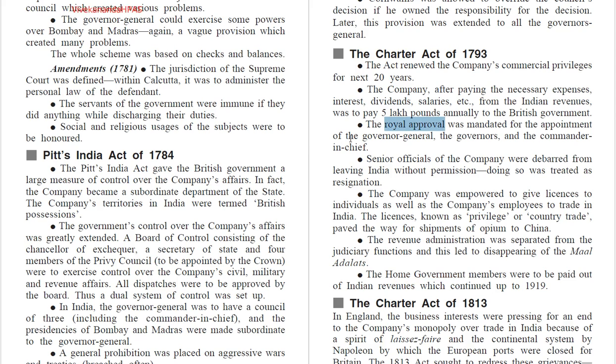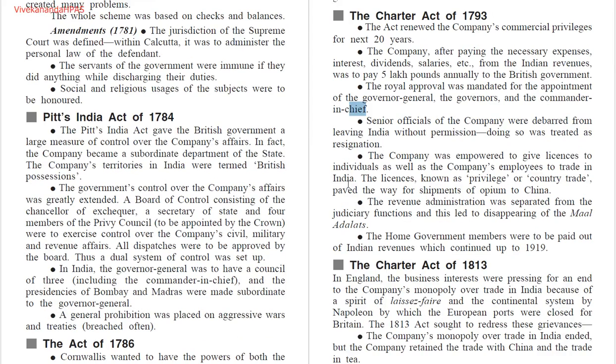Then there was a royal approval that was necessary for Governor General, governors and the Commander in Chief. I hope you understand. The Governor General has basically two functions: the revenue collection and the civil administration. Commander in Chief, military administration. Okay. However, Cornwallis was allowed to even become Governor General and Commander in Chief at the same time. So he had both the powers: military, civil and revenue collection.